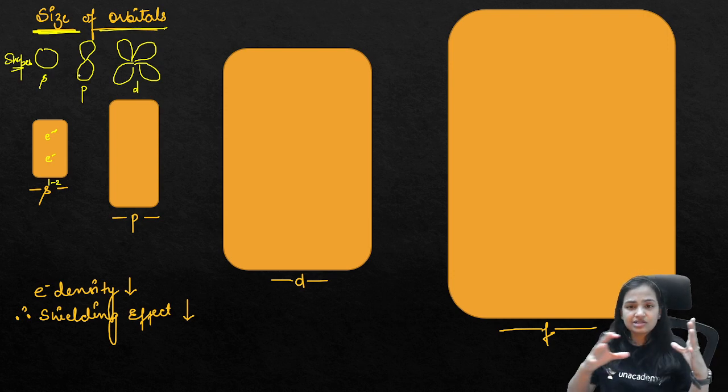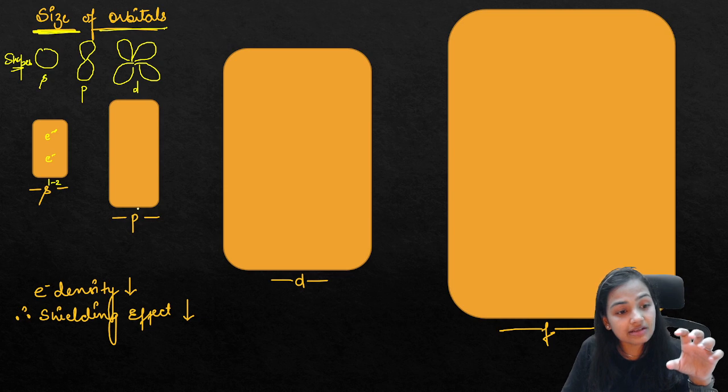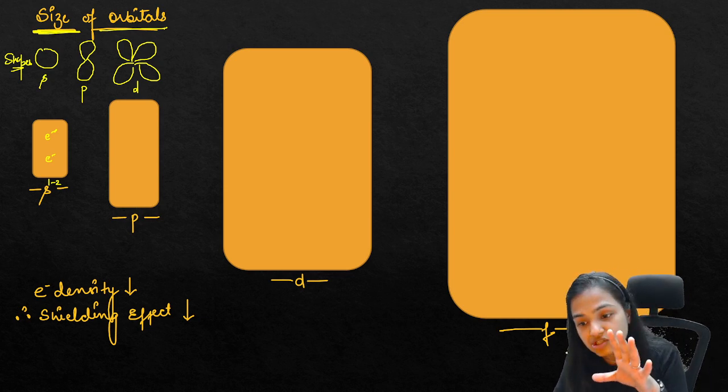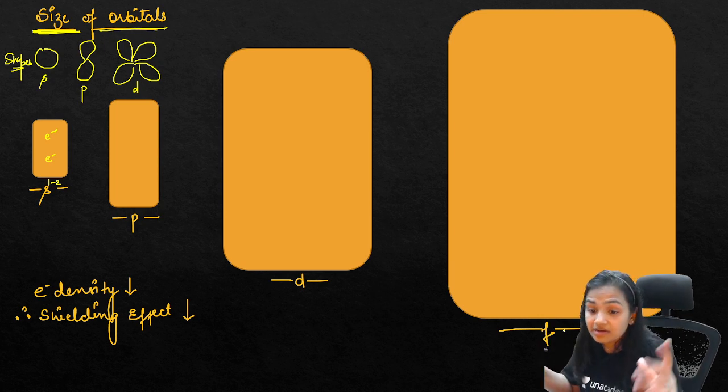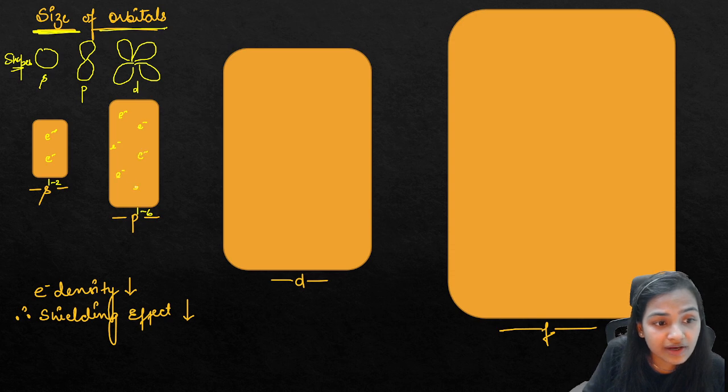So I just want to reiterate that the size of the s orbital is very small, the p orbital is a bit larger, the d orbital is much larger, and the f orbital is very big. Here we know that the s orbital has 2 electrons. The p orbital has 1 to 6 electrons, a maximum of 6 electrons: 1, 2, 3, 4, 5 and 6.